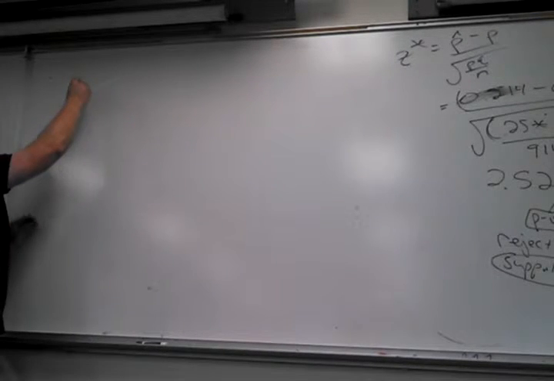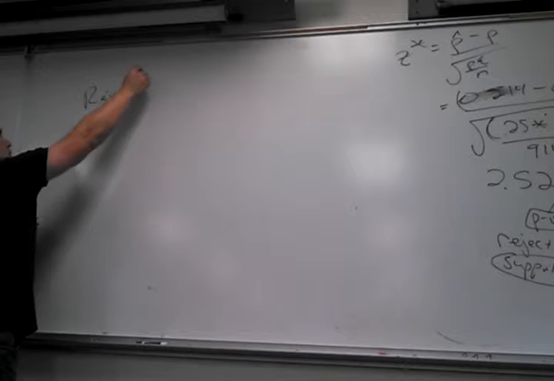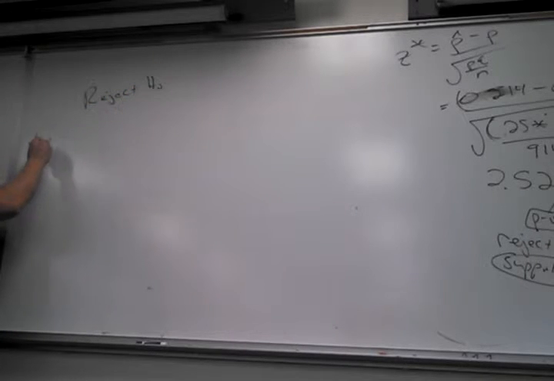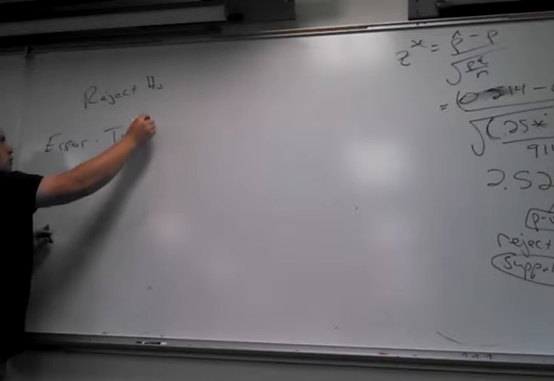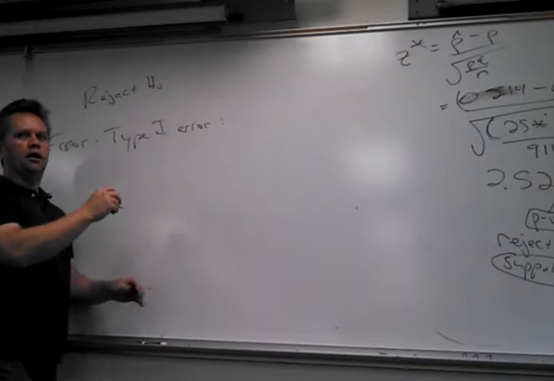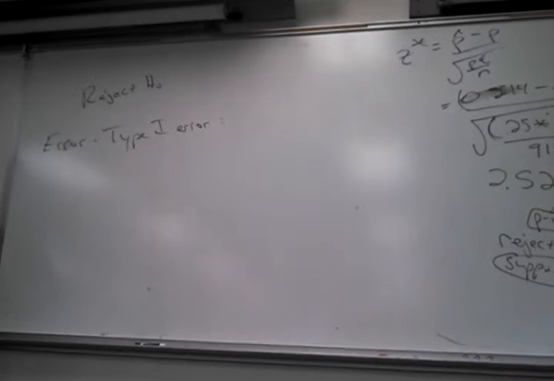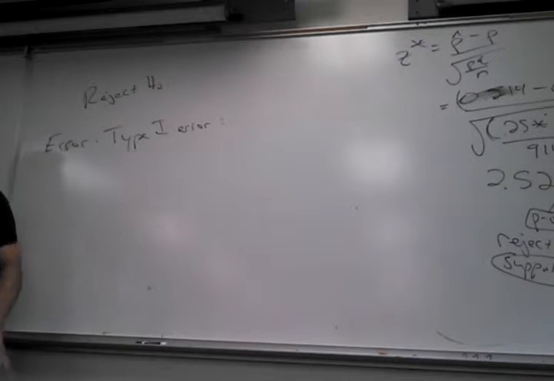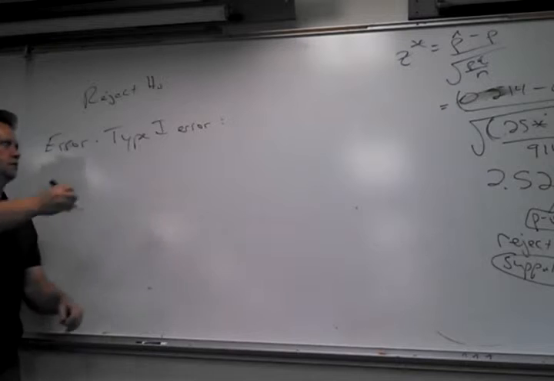So we rejected the null. So the error we could have made, the official name for the error we could have made, is called a Type 1 error. And the Type 1 error is when you reject a true null. Does that make sense? That would be an error. The null is true and we rejected it.